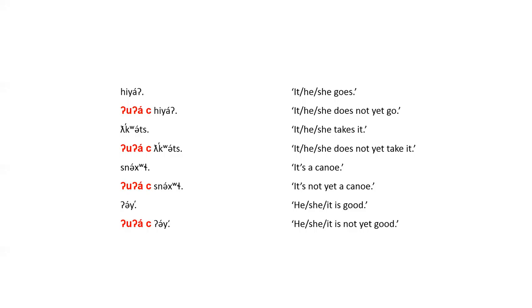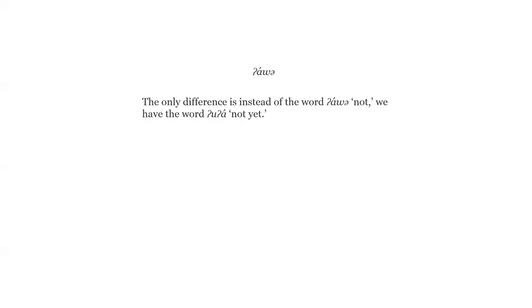Instead of the word awa, not yet, we have the word ooh-ah, not yet. Just as with awa, the negative C comes between the ooh-ah and the negated word. With awa, when the negated word is intransitive, the sentence actually has two meanings. Depending on how it's used, it can be a negative statement or a weak negative command.